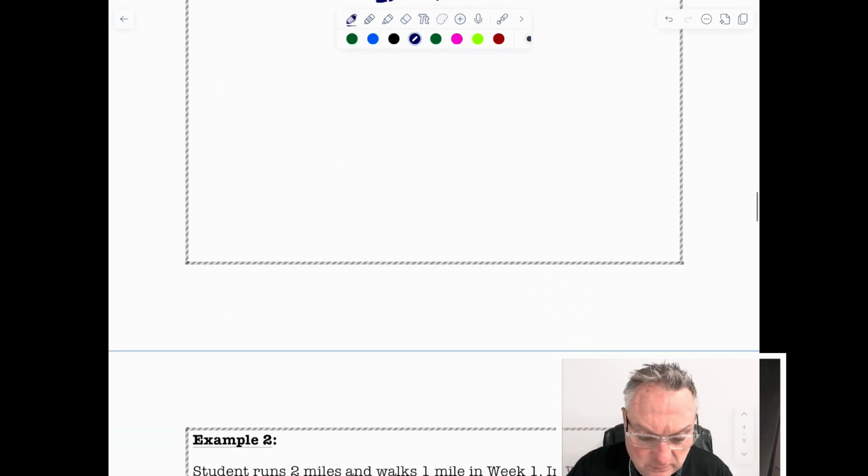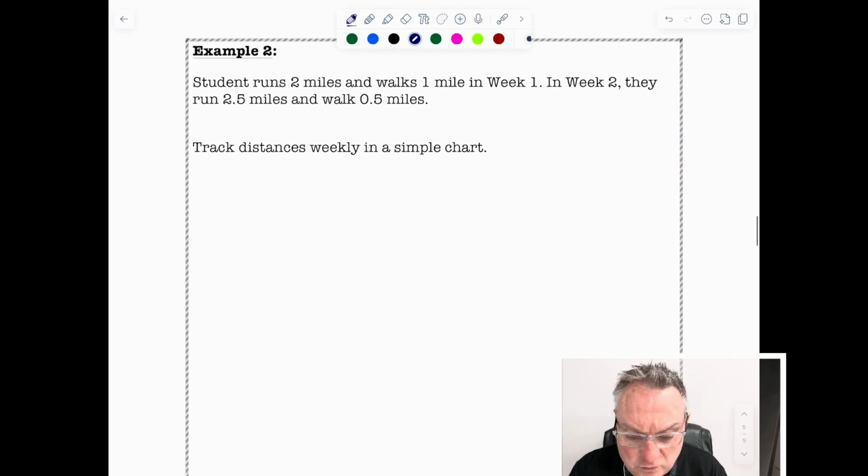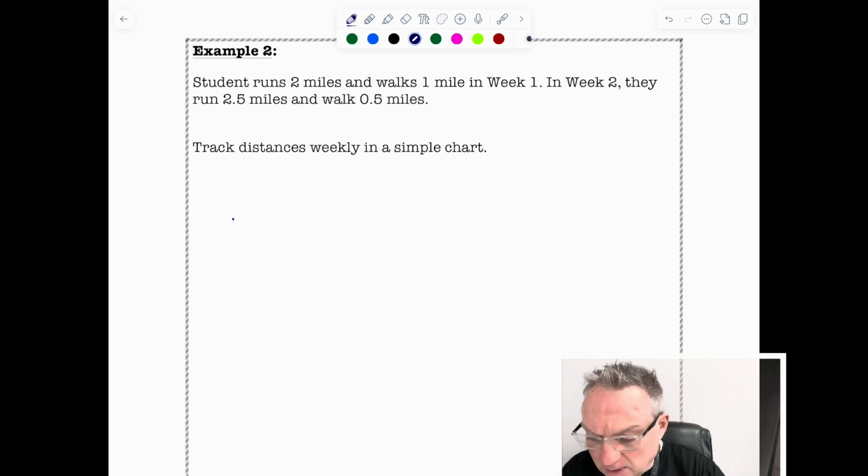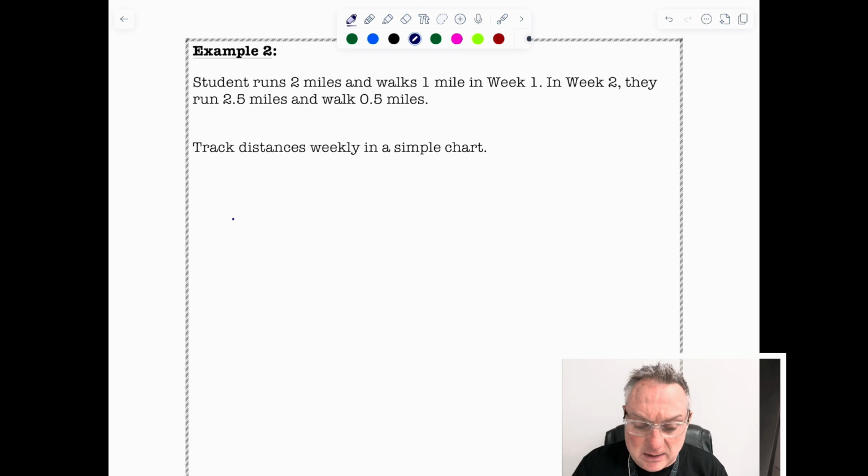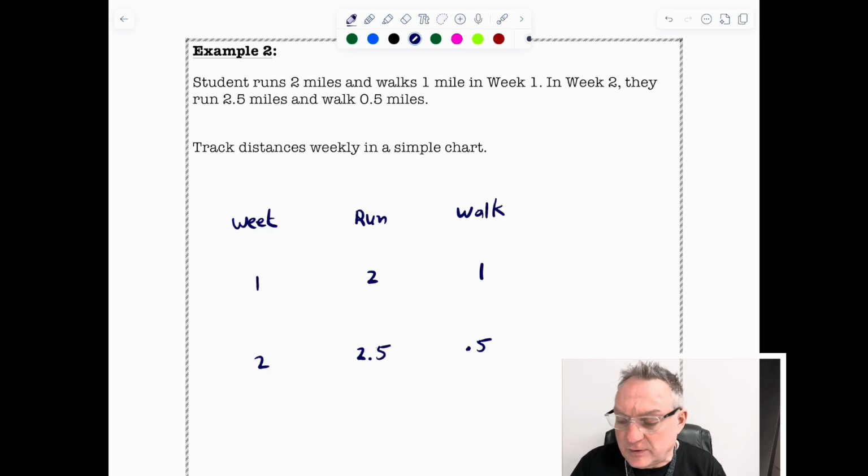So next example, another tracking. Student runs 2 miles and walks 1 mile in week 1. In week 2, they run 2.5 miles and walk 0.5 mile. Track the distance in a simple chart. So again, I'm going to have week, and it's 1 and 2. I've got my run, I've got my walk, and in week 1, they ran 2 miles, walked 1 mile, and in week 2, they ran 2.5 miles, and walked 0.5 mile. It's basically the same thing I did on the last one. This one I'm just doing distance rather than time.